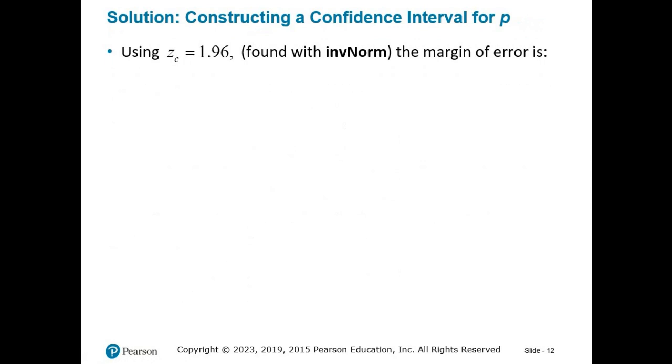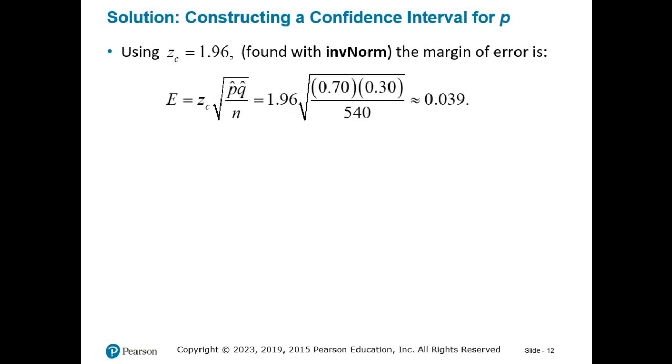Next, we use the c value of 0.95 and our calculator function inverse norm, or the table, to find the z sub c value of 1.96. Then we can find our margin of error, E, using the formula E equals z sub c times the square root of the ratio p hat times q hat divided by n. Pause the video a moment to see how you do that. You should have gotten 0.039.